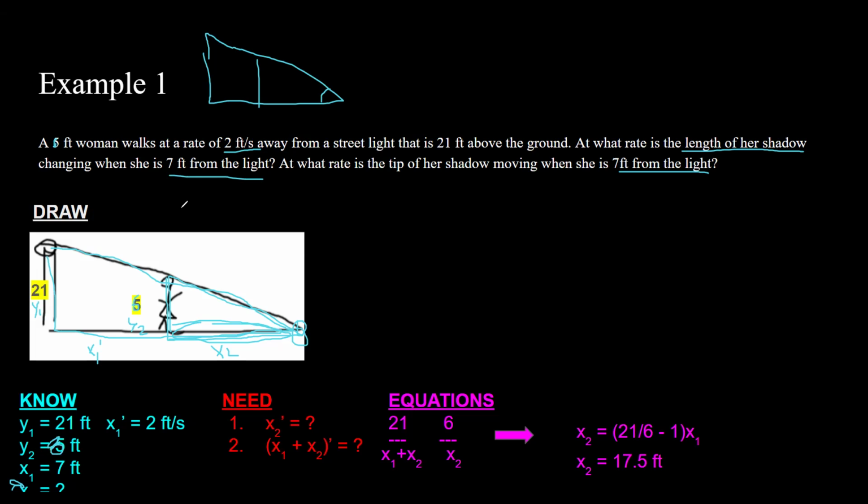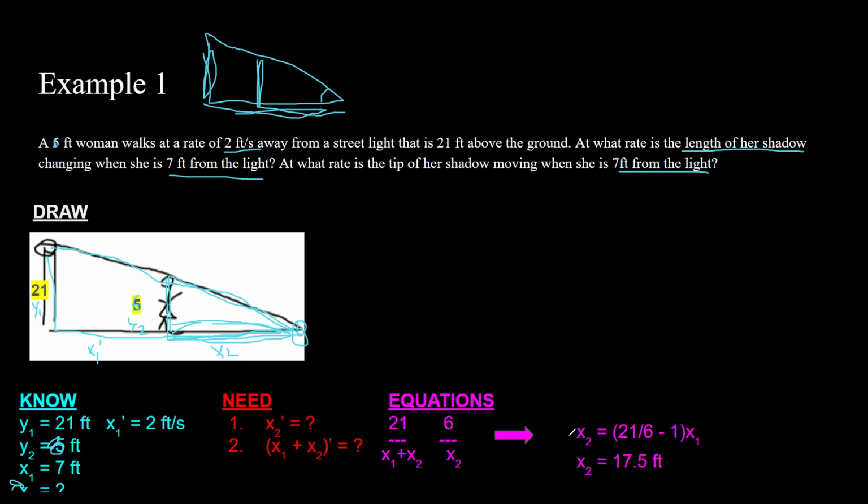So the proportion is 21 over x1 plus x2. That's the big one, right? So this over this is equal to this over this. That makes sense, right? This is x1 plus x2, the full length, and then 21 and 6. So that's just a proportion. We would have to solve for x2.